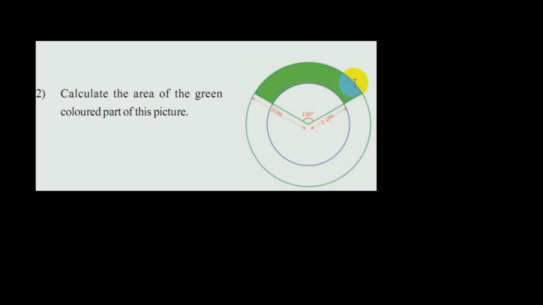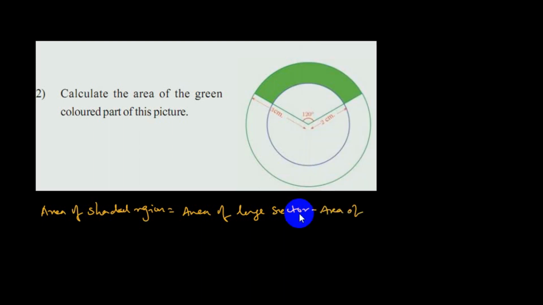See, we can see a large sector here. From the area of this large sector, when the area of this small sector is subtracted, the remaining portion is that of the green area. Therefore, in your notebook you can shade that one, and tell it is the shaded region. Area of shaded region is equal to area of large sector minus area of small sector.